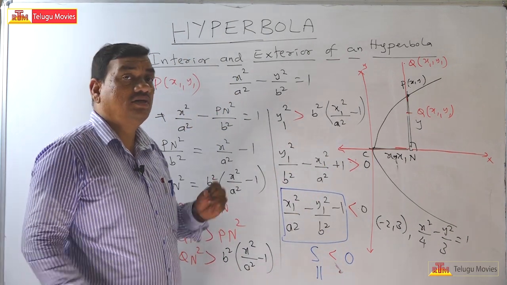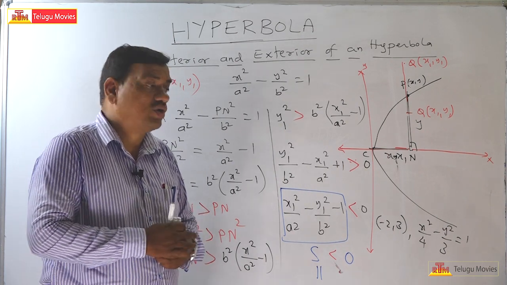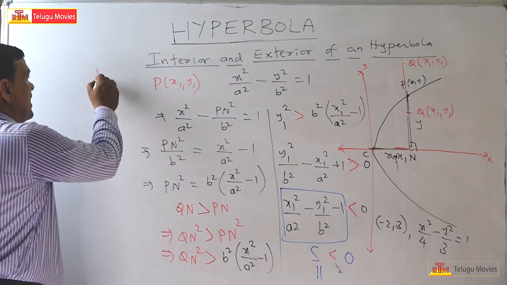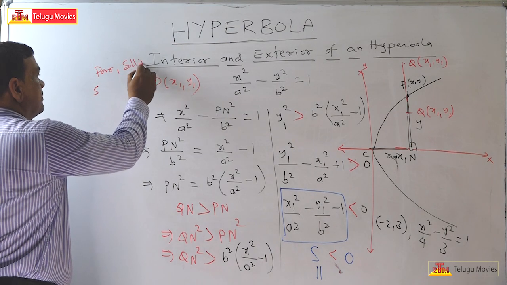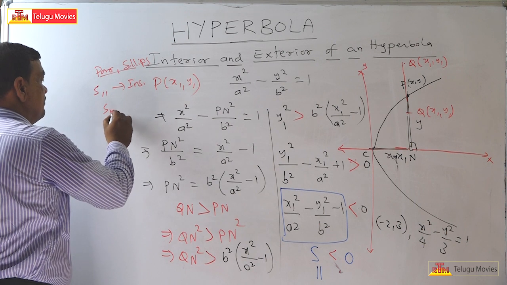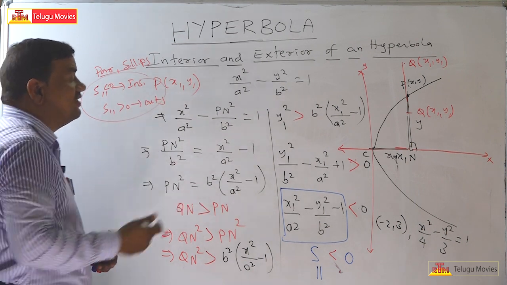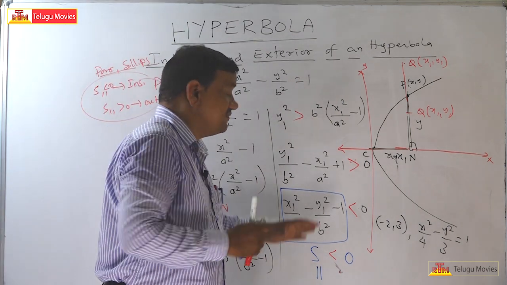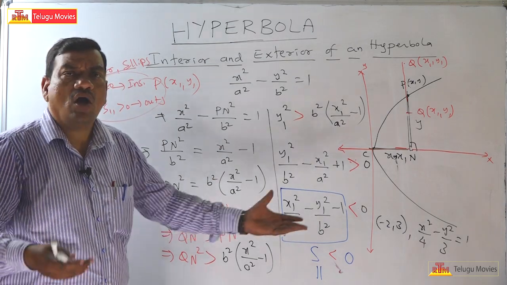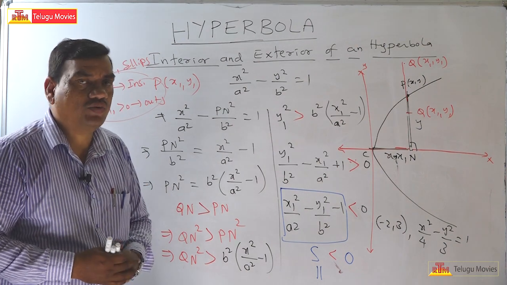If you observe, for the circle, ellipse and parabola, S11 less than 0 means inside and greater than 0 means outside. But here, for the hyperbola, the reverse order applies. If S11 is less than 0, the point is outside. If S11 is greater than 0, it is inside. Obviously, if S11 is equal to 0, the point lies on the curve, that is the hyperbola.